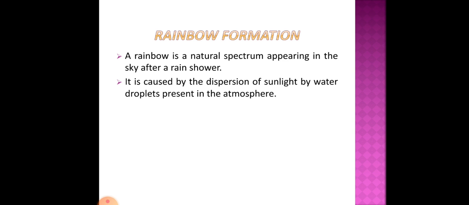It is caused by the dispersion of sunlight by water droplets present in the atmosphere. After rain there are water droplets in the atmosphere, and through these water droplets dispersion of light takes place, and for this reason rainbow formation occurs. The water droplets act like prisms and cause dispersion of light, and for that reason we see the natural spectrum of 7 colors.